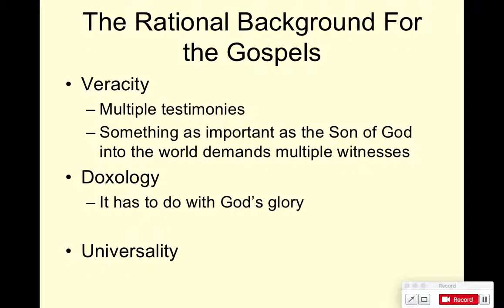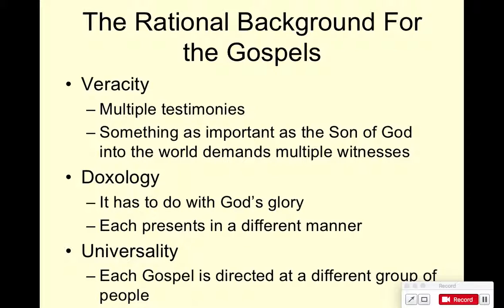And what we call the doxology is talking about God's glory. And so all the Gospels really bring into focus God's glory, and they represent that in a different manner. And the universality is that each Gospel is directed at a different group of people. When we start in the next lesson, we're going to begin to talk about the Gospels, and we're going to talk about who they are writing to.